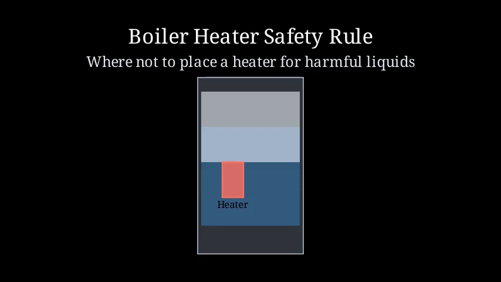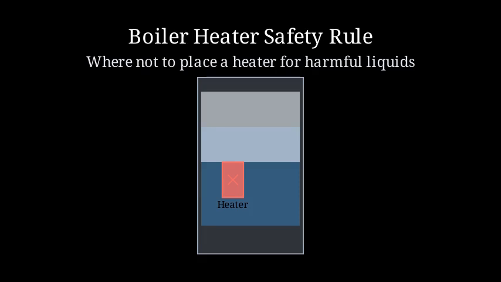We have a large vessel with water occupying the lower region and steam above it. Now, imagine placing a heater directly inside that water or steam space while the heater is meant for harmful liquids. This would expose the boiler's water-steam environment to the hazardous liquid, which the rule forbids.